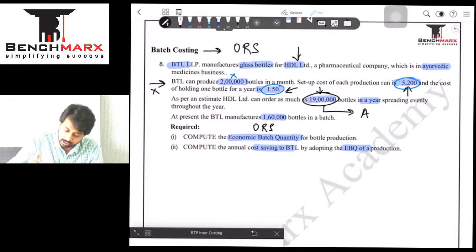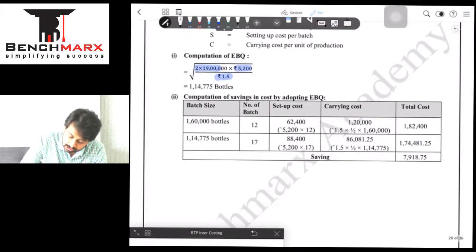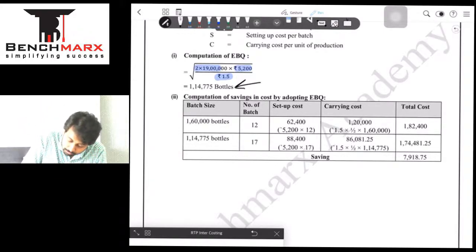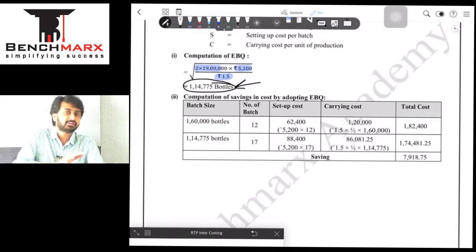Once I use the formula, I will get my economic batch size, which appears to be this. This is my economic batch size. What does this mean? This means in one batch size or in one production run, it is the most optimum to produce these many bottles at one time. Like the way I find EOQ, how much to order at one time, this is more like how much should be the quantity of goods to be manufactured at one time.